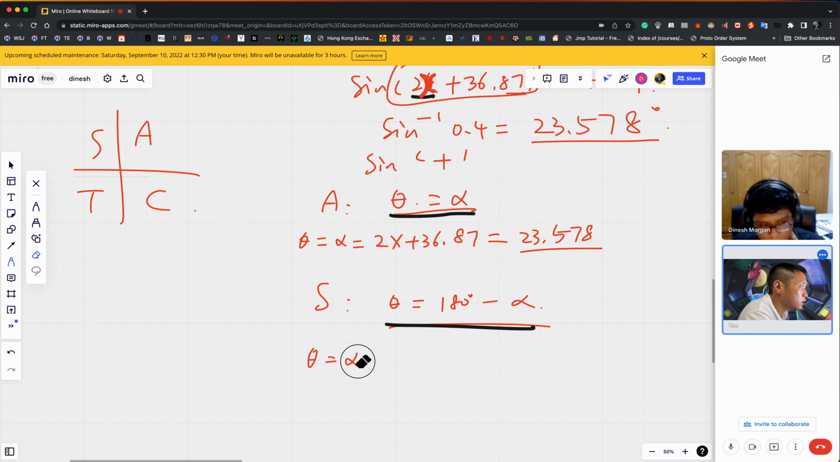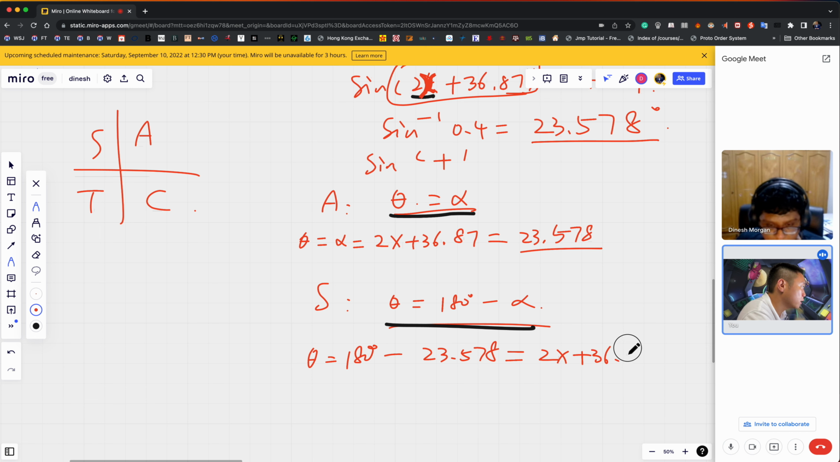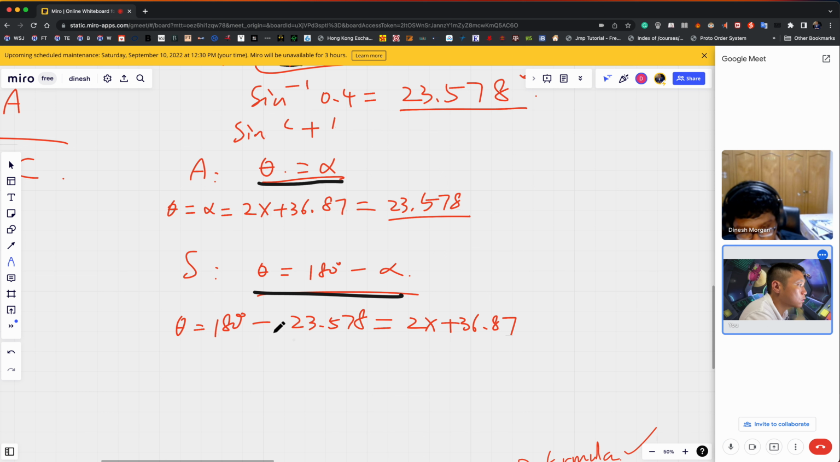So therefore your theta is equal to 180 minus the 23.578, which is equal to your 2x plus 36.87. Okay, and that's not all. So hold on, what do you get? 180 minus this, what do you get? 180.